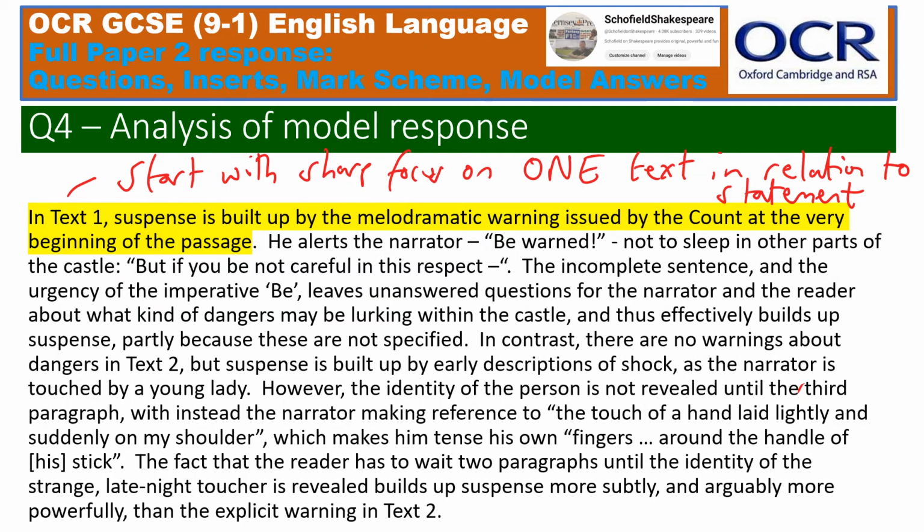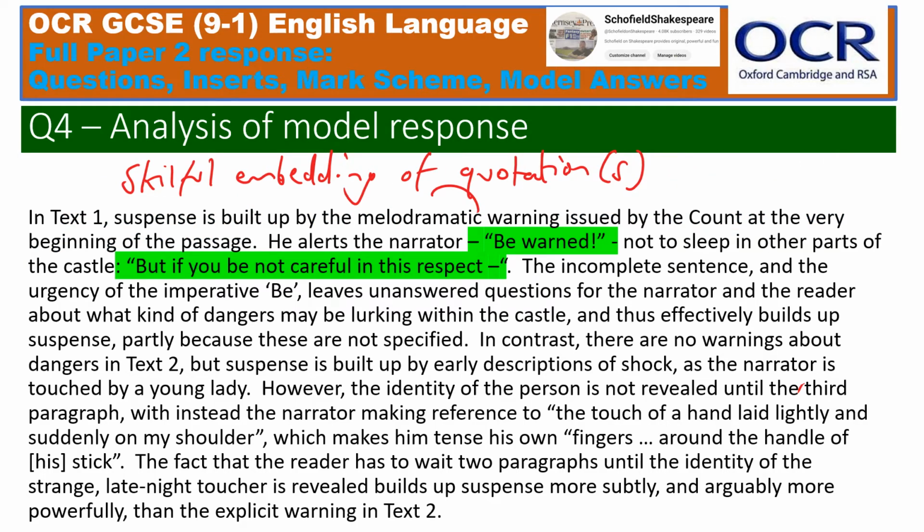In my first main paragraph, I kick off by making a point about text 1 in relation to the statement. It's always a good idea to use words from the statement, as I do here when I reference the word suspense. Note the slightly more sophisticated embedding of quotations in my second sentence. I have the first one, be warned, within dashes, and the second post-colon. More difficult to do, yes, but it shows the examiner that I'm in control both of my sentence structures and my analysis.